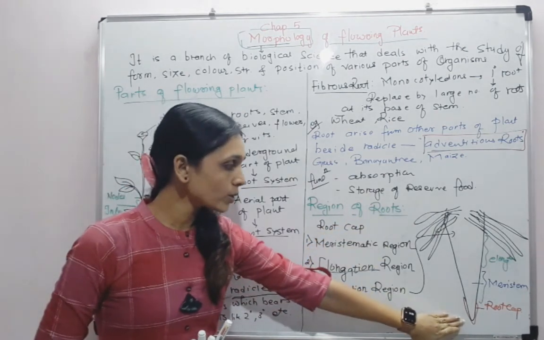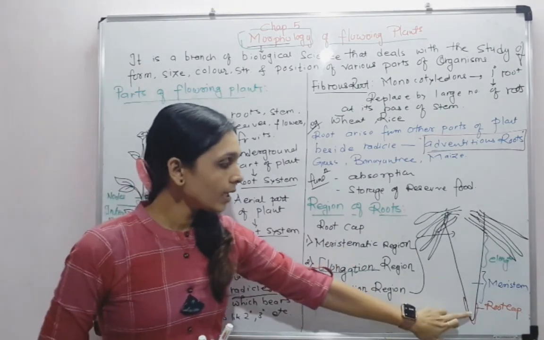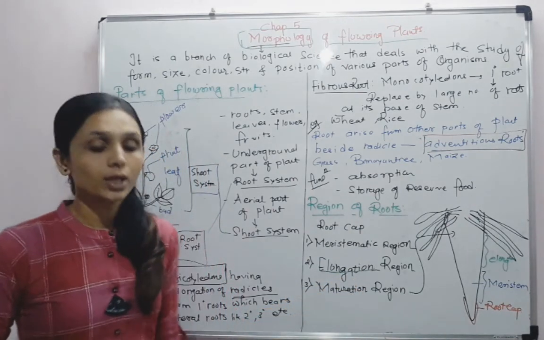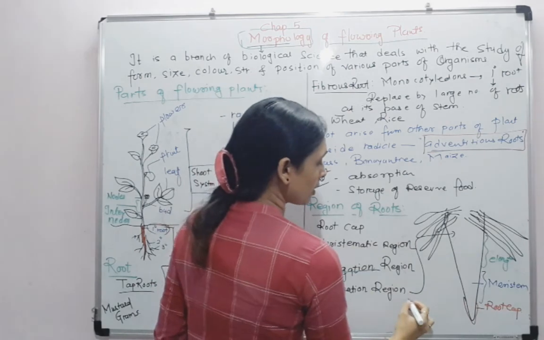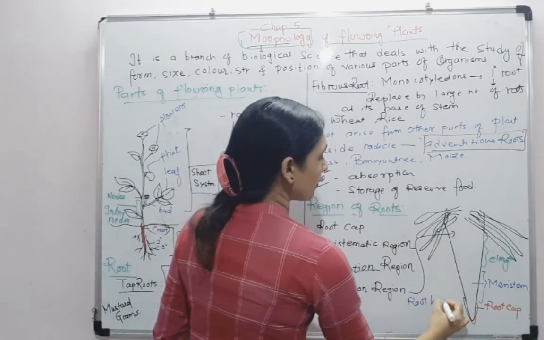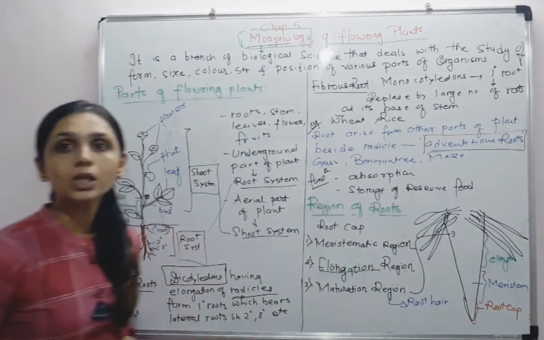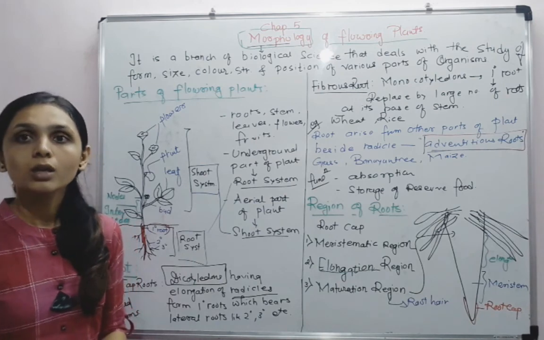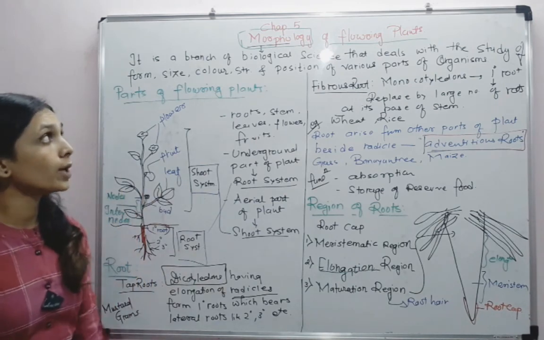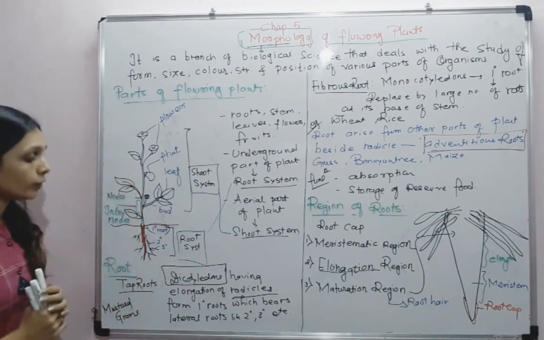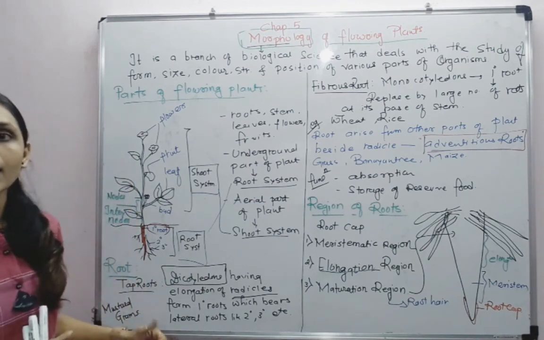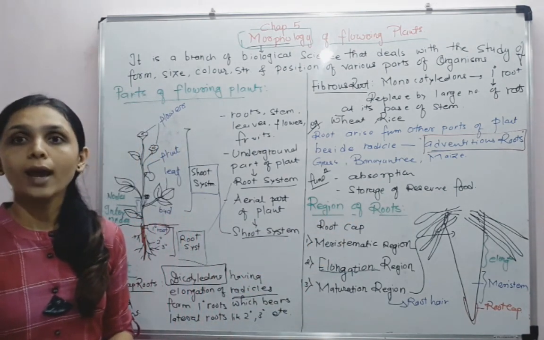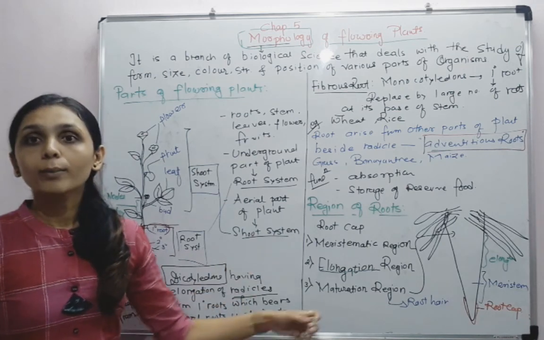Root cap, most outer part, meristematic, above the root cap, elongation and maturation. And you have to remember this, maturation has root hairs which are made up of epidermal cells, and function of root hairs is to absorb water and mineral from the soil. So that is it for today's lecture. What we have seen: parts of the flowering plants, then second one is root, and third one is region of roots. In the next lecture we will continue the topic, modification of root.